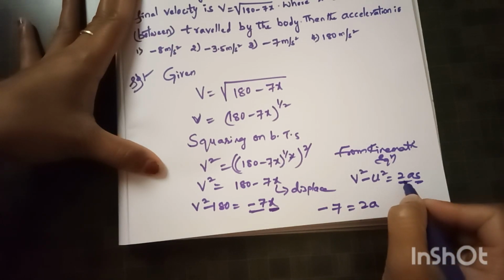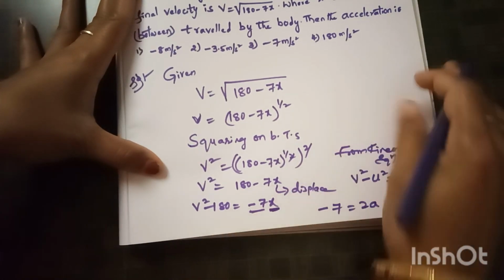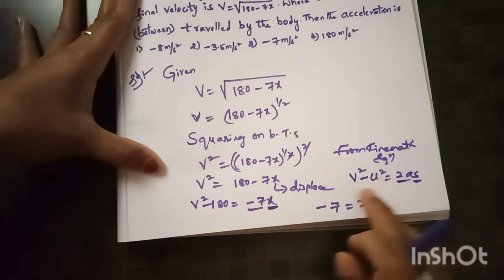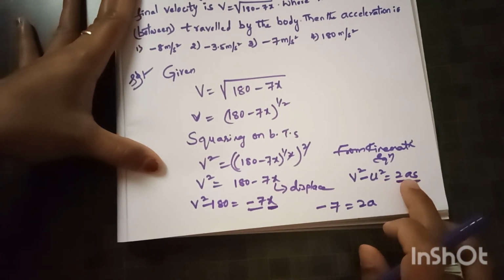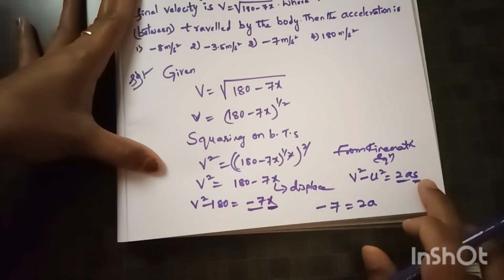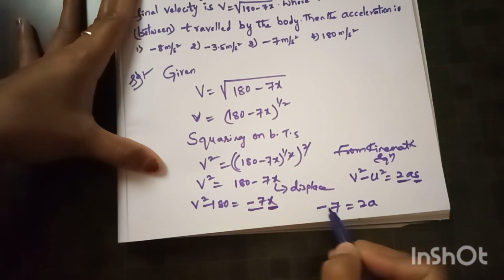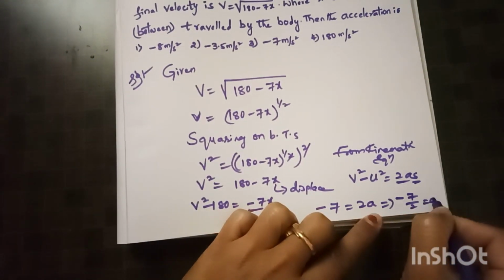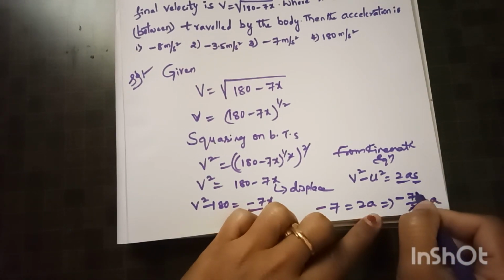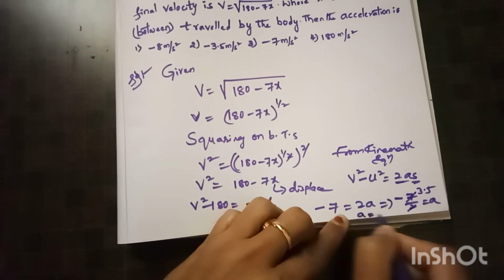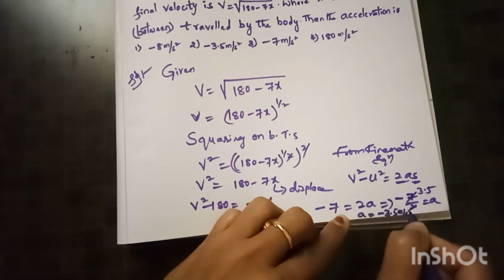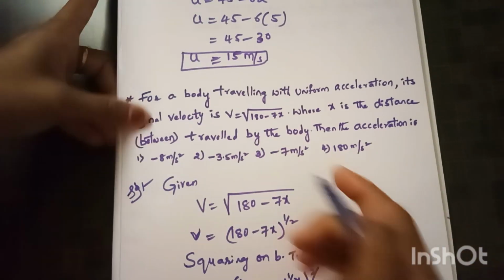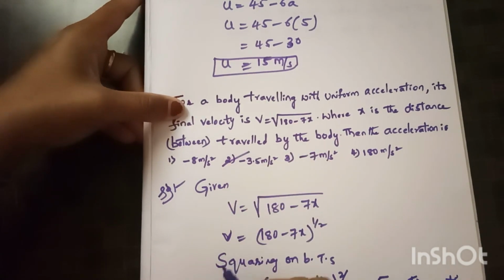Why are we only considering 2a, and not u? Because we were asked to find only the acceleration, so by comparing these two equations we want the value of a. Here x is the displacement s, so 2a is minus 7, so minus 7 by 2 equals a. So the acceleration is minus 3.5 meter per second square. The answer is a equals minus 3.5 meter per second square, so the answer will be option 2.